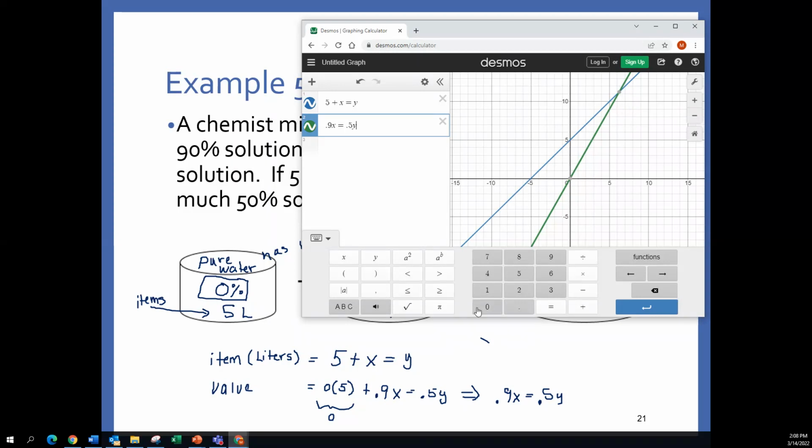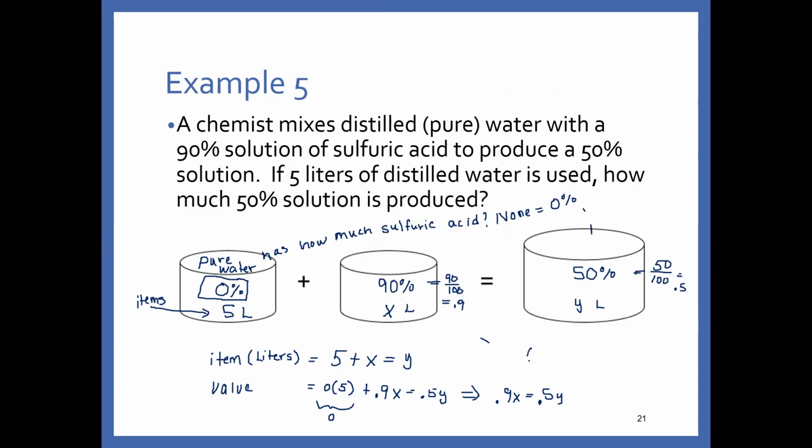So I'll write that into my screen. 6.25, 11.25. We know that these represent x and y in alphabetical order. And based on my drawing, my x was the liters of the 90%. My y is the liters of the 50%. And when I look up at the question, it was, if 5 liters of distilled water is used, how much of the 50% solution is produced? So answering that question is this y value of 11.25 liters.